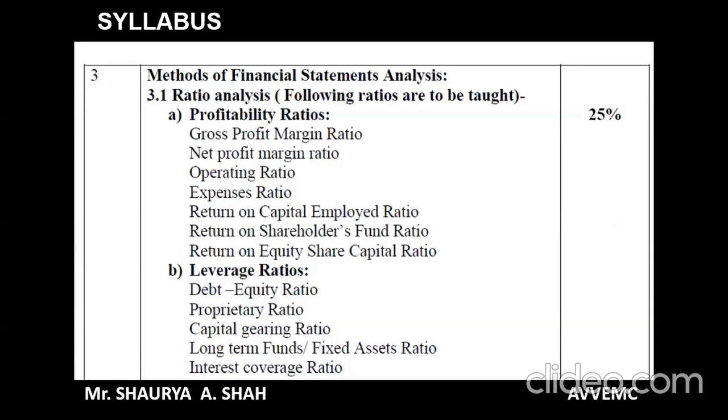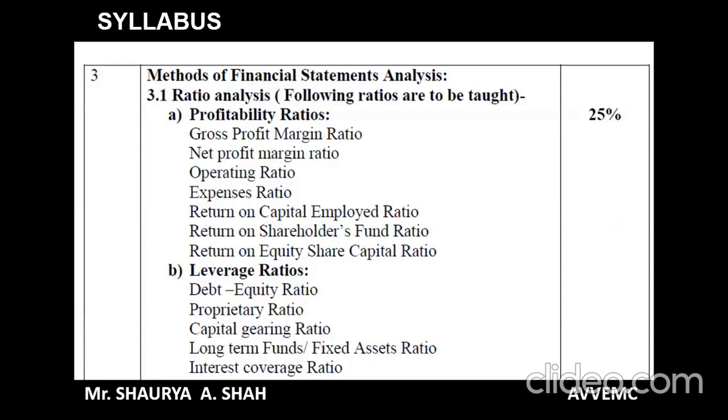If I briefly tell you what the chapter is all about, it is divided into, first of all, what we mean by ratio, what the uses of ratio, advantages and limitations are. Then you need to study the classification of ratios. Very briefly, ratios are mainly classified into three types. As you can see on your screen, the very first type is profitability ratio.